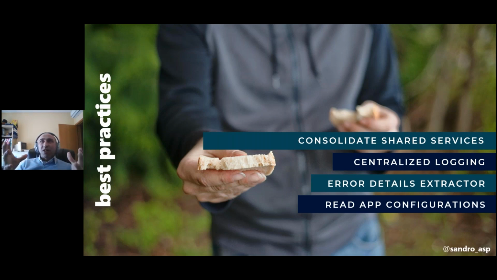And again, consolidate shared services: centralized logging, error handling, or error extraction. Getting an error from a Logic App is not that simple at all. You can create different rules. I have some in my blog, but yes, you have to keep that in mind. There are shared services that you can use, isolate them, and reuse them in your processes, okay?